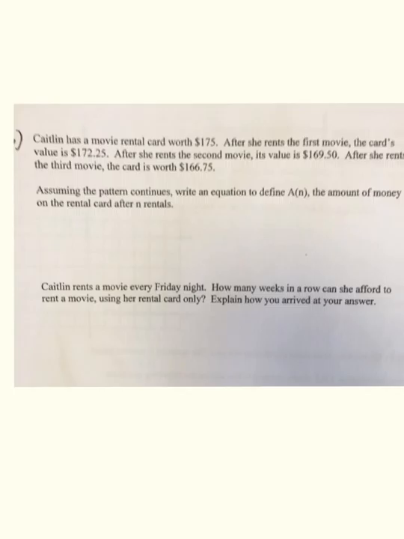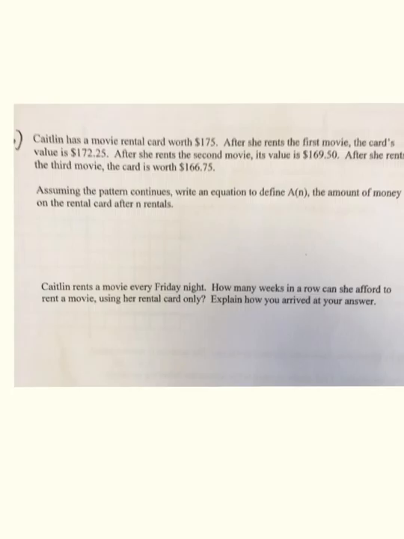Caitlin has a movie rental card worth $175. After she rents the first movie, the card's value is $172.25. After she rents the second movie, its value is $169.50. After she rents the third movie, the card is worth $166.75. Assuming the pattern continues, write an equation to define A(n), the amount of money on the rental card after n rentals.